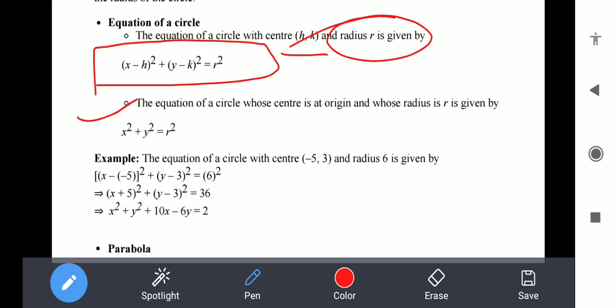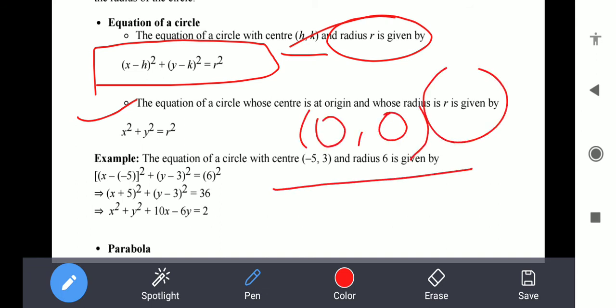The equation of a circle when the center is the origin, that is, the value of (h, k) is (0, 0) and the radius is r: on putting the values of h and k as 0, 0, we get x square plus y square is equal to r square.